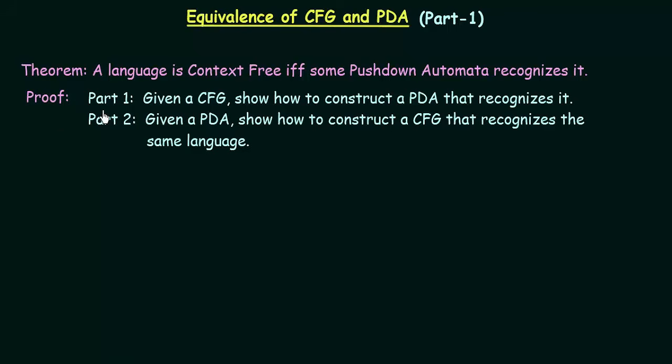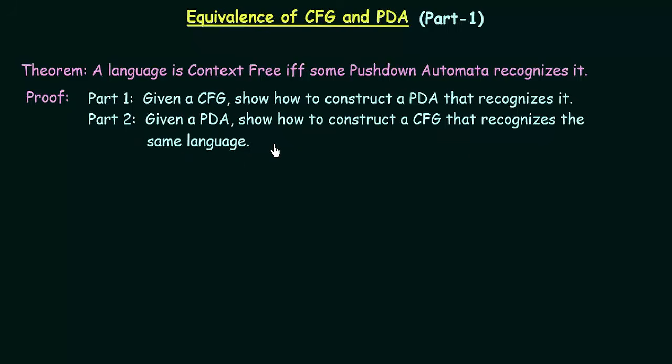The proof is divided into two parts. Part 1 says that given a CFG, show how to construct a PDA that recognizes it. That means if we are given a context-free grammar, we have to show how we can construct a push-down automaton that recognizes the same language that is accepted by the given context-free grammar. And part 2 says, given a PDA, show how to construct a CFG that recognizes the same language.